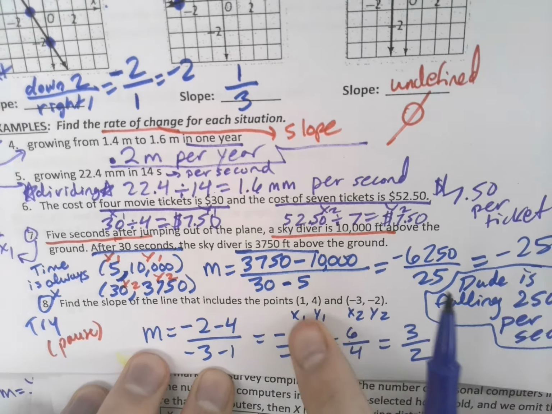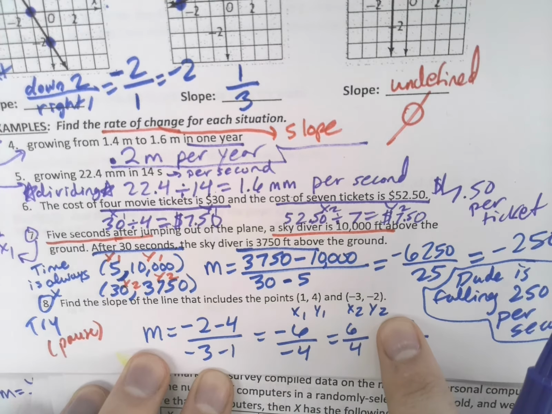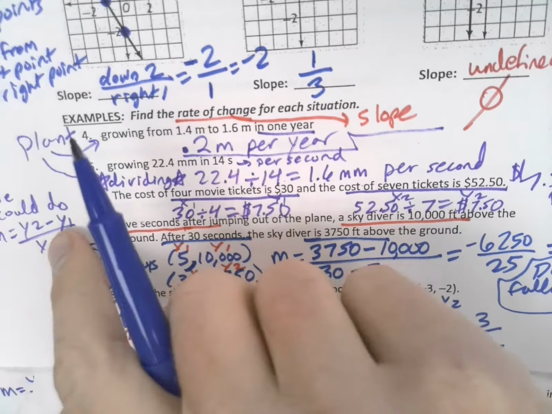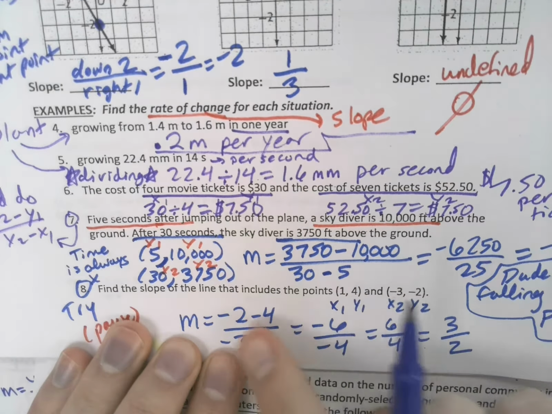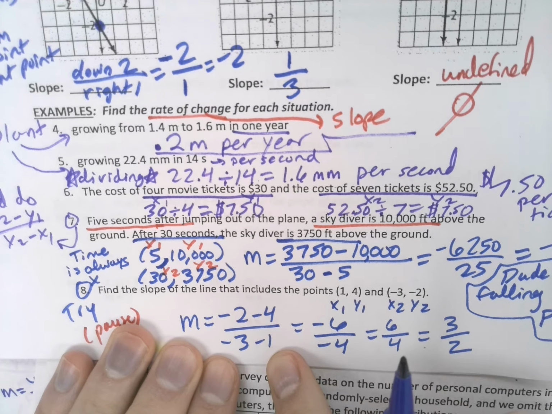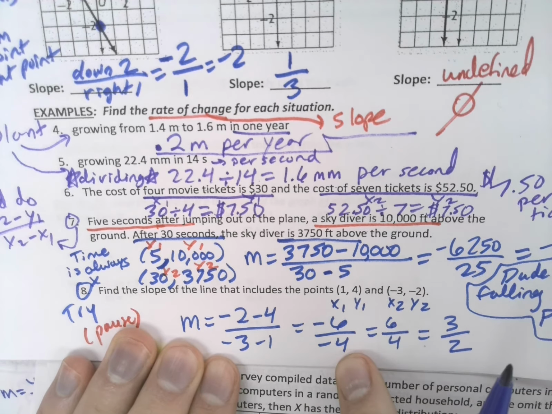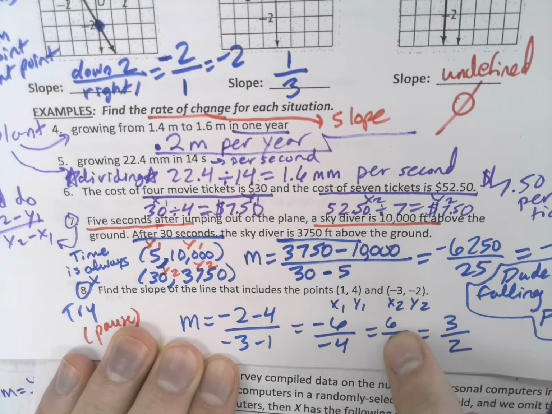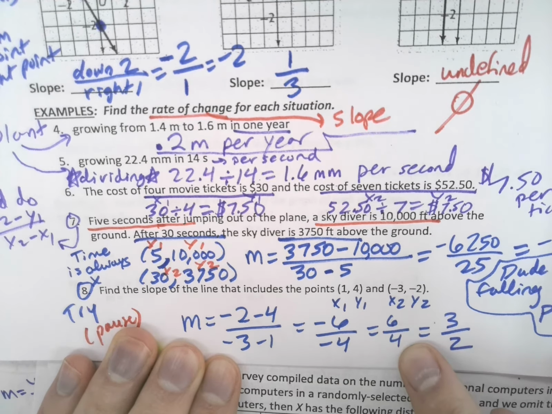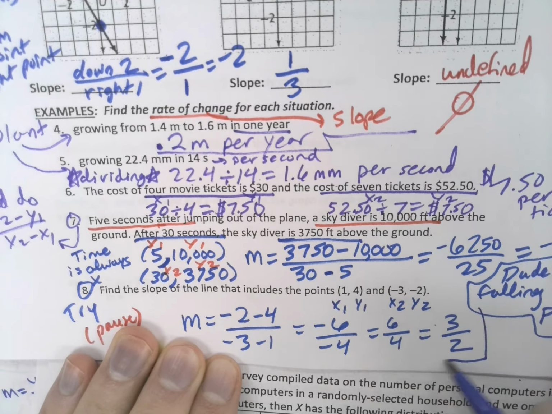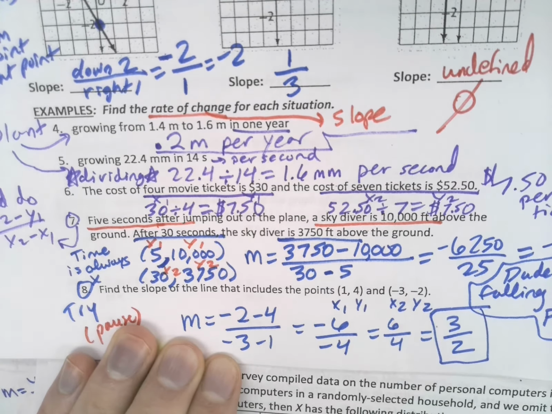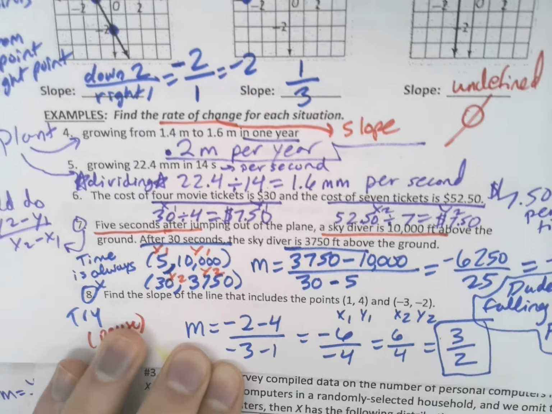First thing you should always do, label x1, y1, x2, y2. We plug this into our slope formula. We know y2 minus y1 over x2 minus x1. You get negative 6 over negative 4. Hey, a negative divided by negative is a positive. And 6 over 4 will reduce down to 3 over 2 for our slope there.